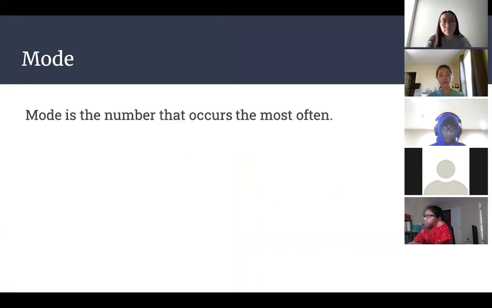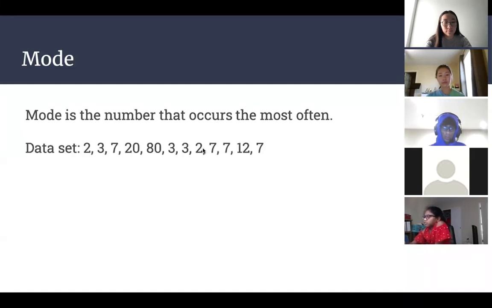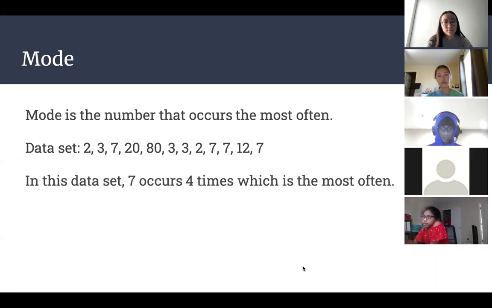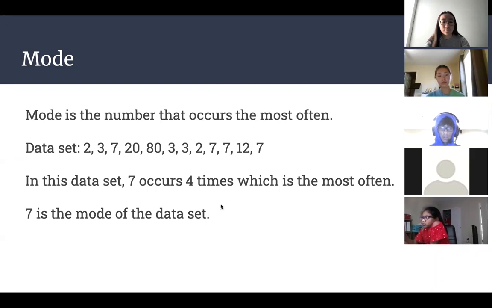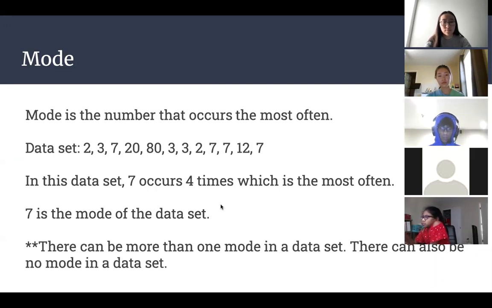Okay, so now on to mode. The mode is the number that occurs the most often in a data set. An example of a data set would be 2, 3, 7, 20, 80, 3, 3, 2, 7, 7, 12, 7. In this data set, 7 occurs 4 times. So the mode is 7 here, and 7 occurs 4 times, which is the most often. And so 7 is the mode of the data set. Keep in mind that there can be more than one mode in a data set. There can also be no mode in a data set as well.